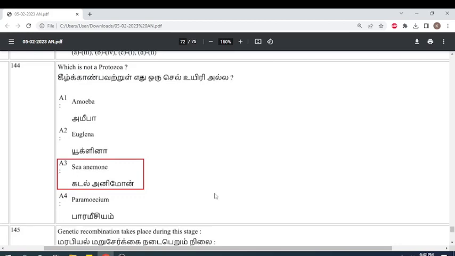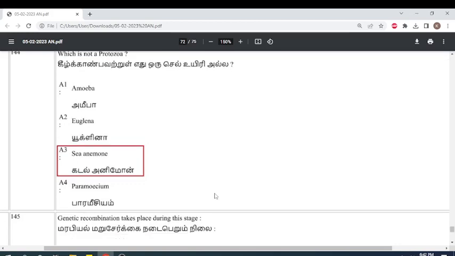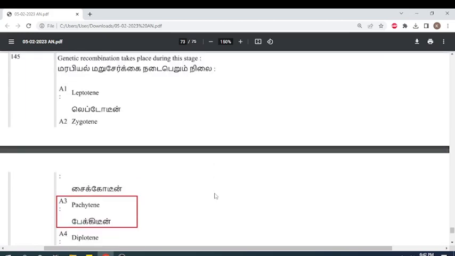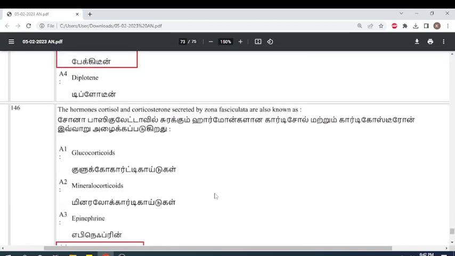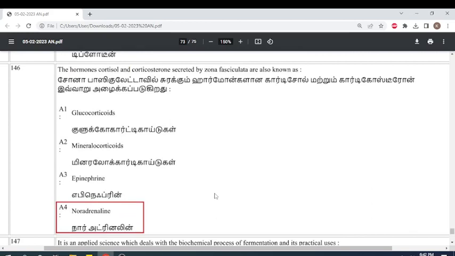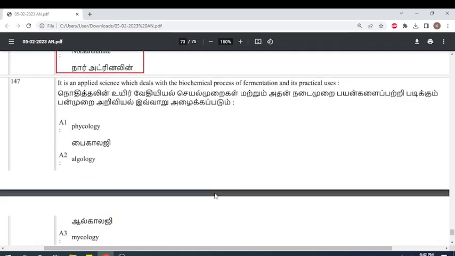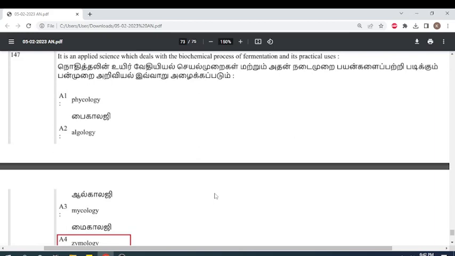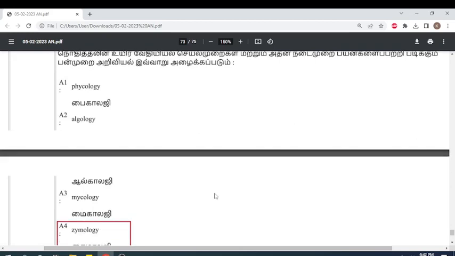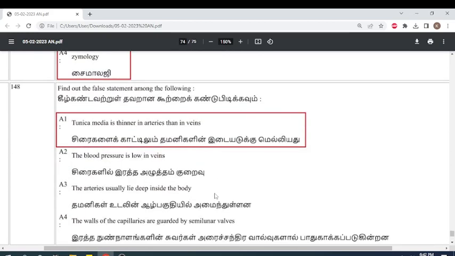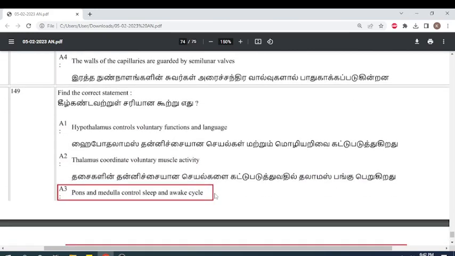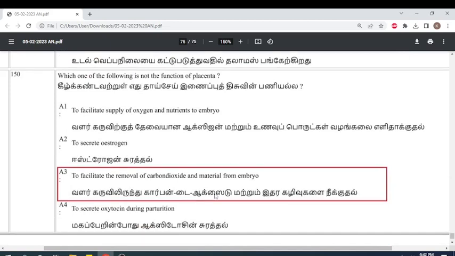144 க்வெஸ்சனுக்கான ஆன்சர் A3. 145 க்வெஸ்சனுக்கான ஆன்சர் A3. 146 க்வெஸ்சனுக்கான ஆன்சர் A4. 147 க்வெஸ்சனுக்கான ஆன்சர் A4. 148 க்வெஸ்சனுக்கான ஆன்சர் A1. 149 க்வெஸ்சனுக்கான ஆன்சர் A3. 150 க்வெஸ்சனுக்கான ஆன்சர் A3.